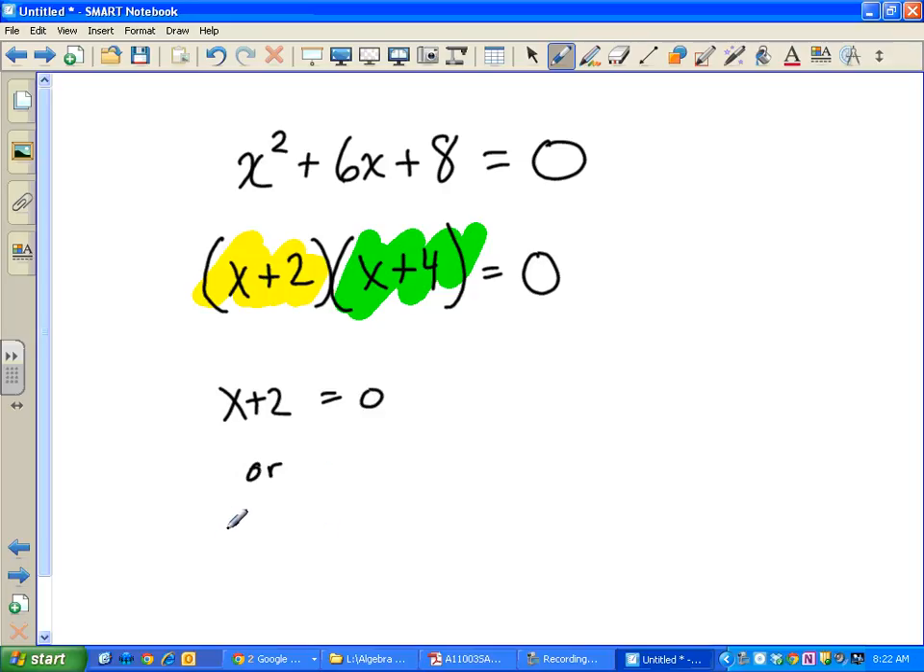What? Or x plus 4 is equal to 0. Does this make sense? Everybody clear on that? So now if we go back to our background number 1, what are we going to do, Jojo? If you look at your notes and look at background number 1, what does it say that the answer to this is?